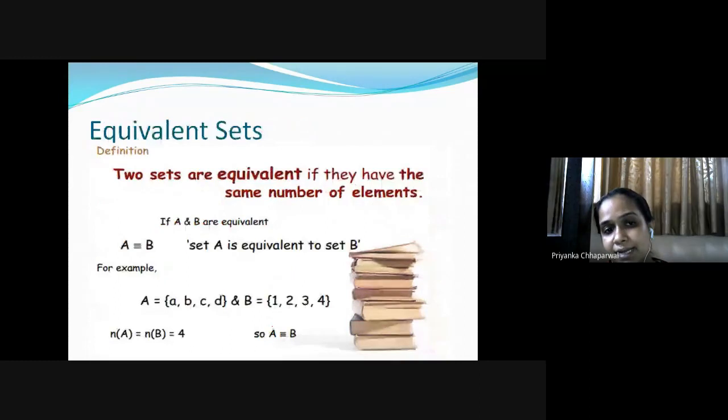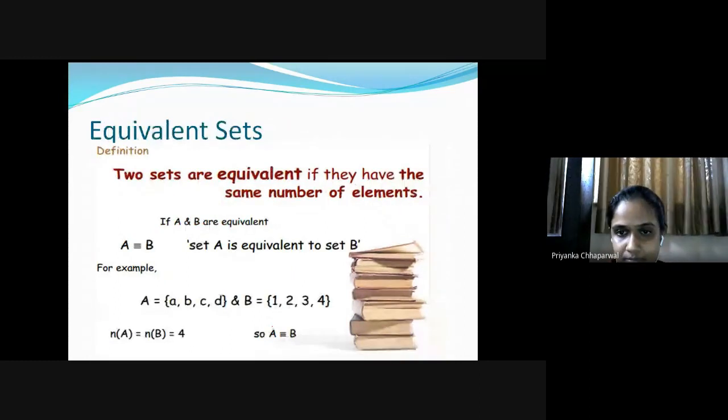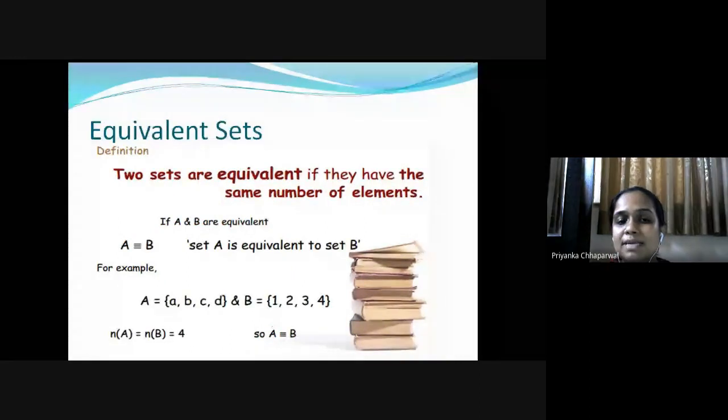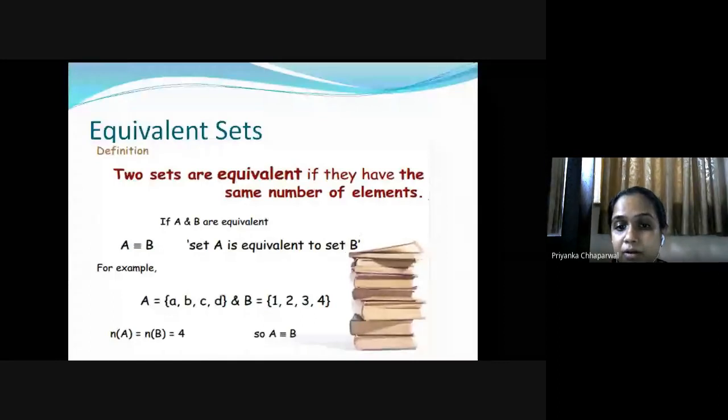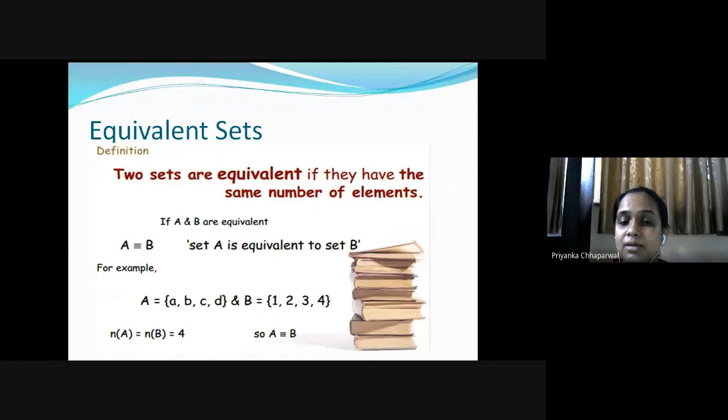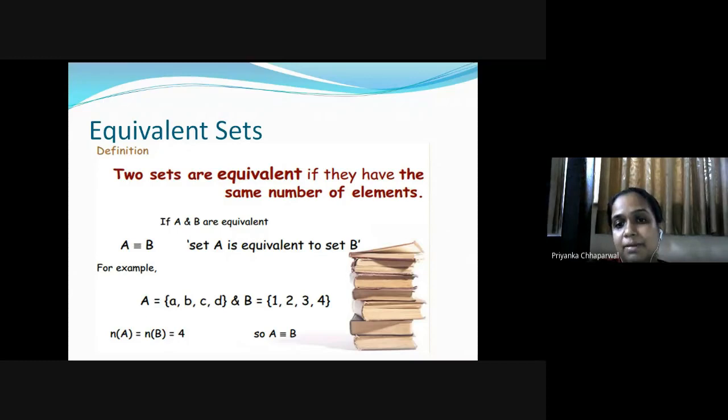Then what is an equivalent set? Equivalent set means two sets are equivalent if they have the same number of elements. Means the cardinal number of the sets is the same. What is cardinal number? The cardinal number of a set means the number of elements in the set.